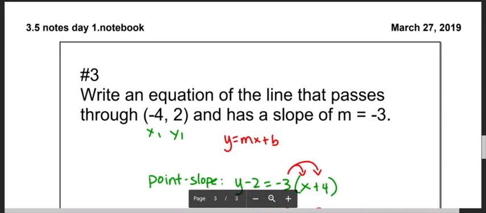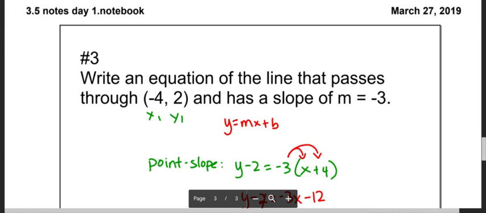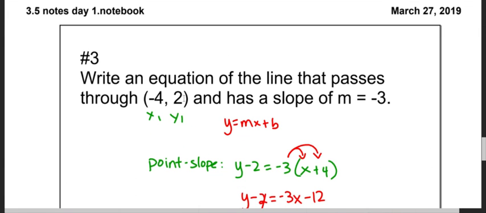Example number 3. Now this is an example where maybe you might see 0, 10 instead of this negative 4, 2. If they said 0, 10, that would just be a giveaway.